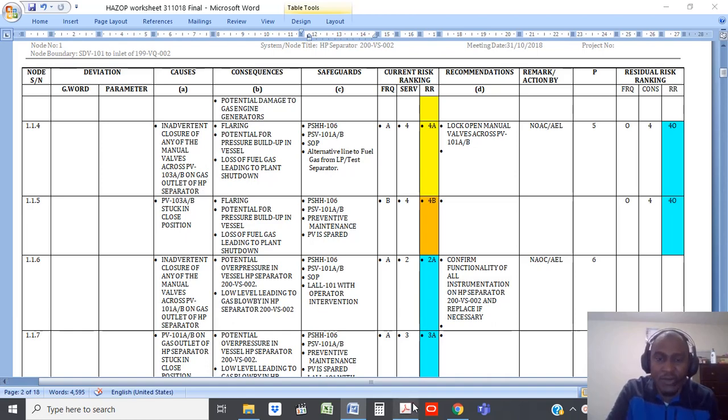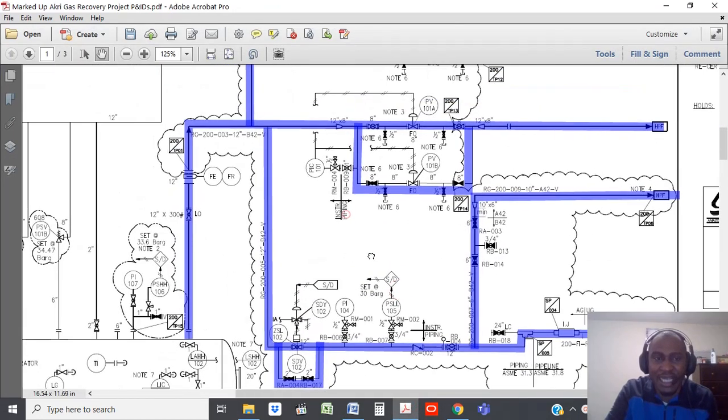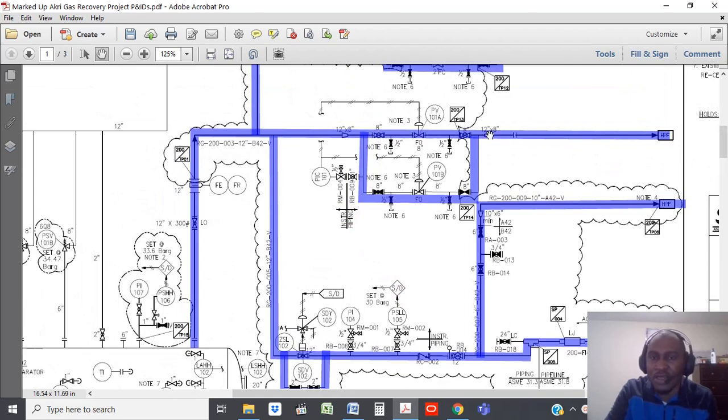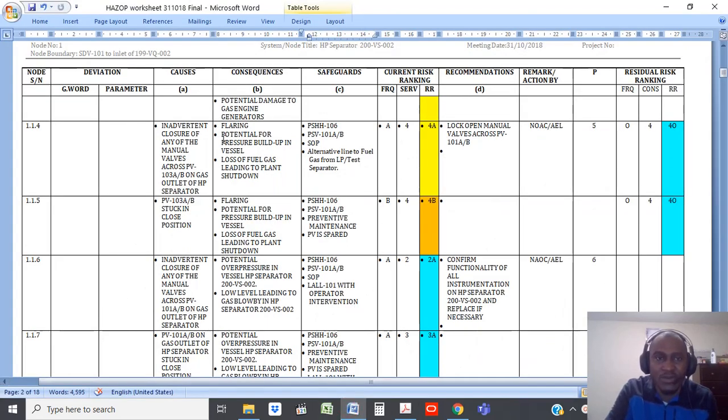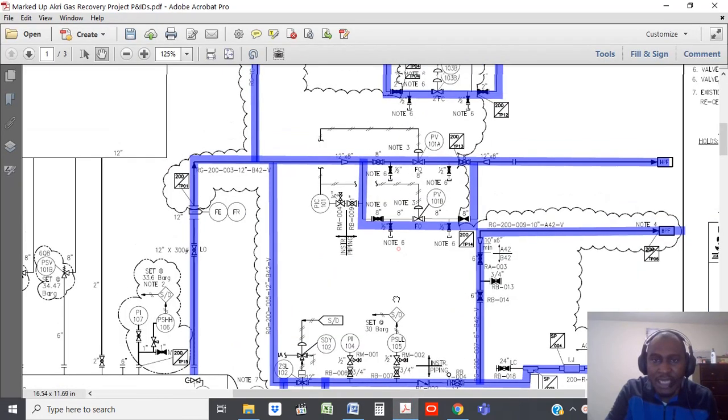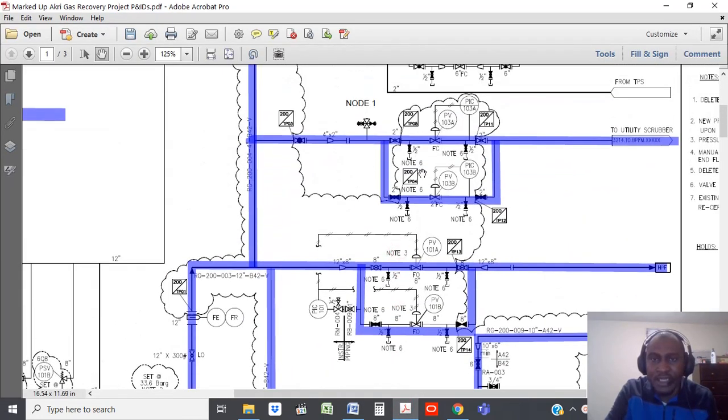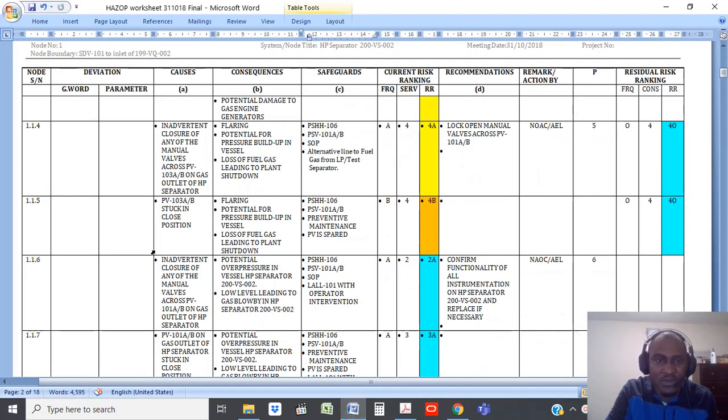Now, of course, after looking at the liquid leg, you go to the gas leg. And so what could be a cause of no flow here? This valve could fail in a closed position, or these valves across could be inadvertently closed, which could lead to inadvertent closure of manual valves across PV 103 on gas outlets. That's PV 103, that's here. So any of these manual valves across could fail in closed position.